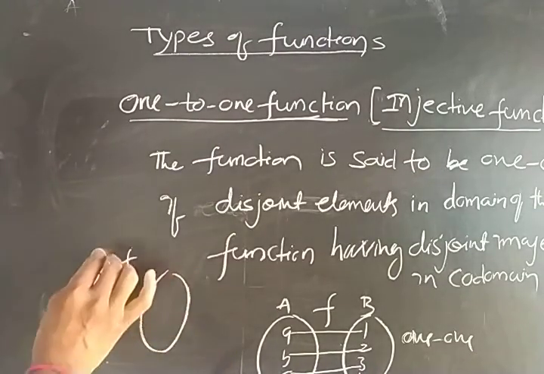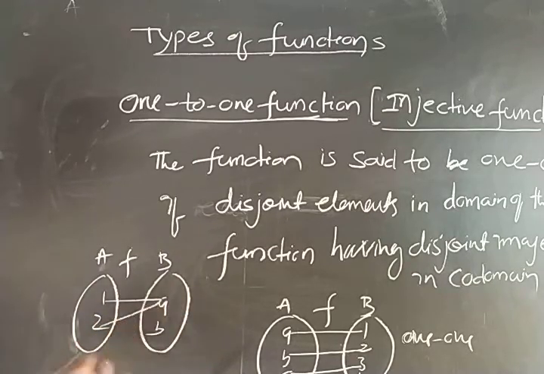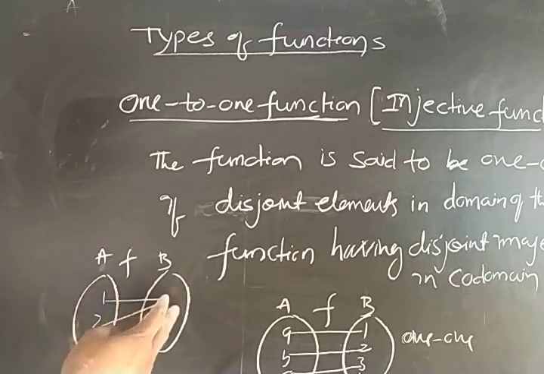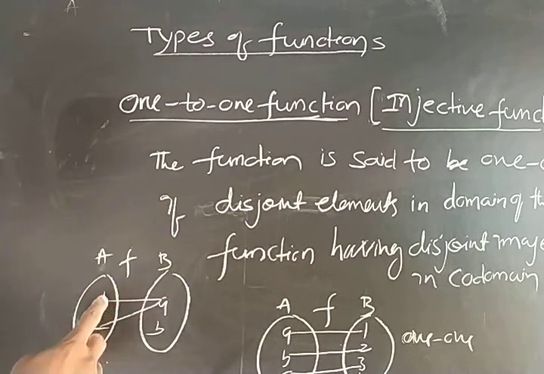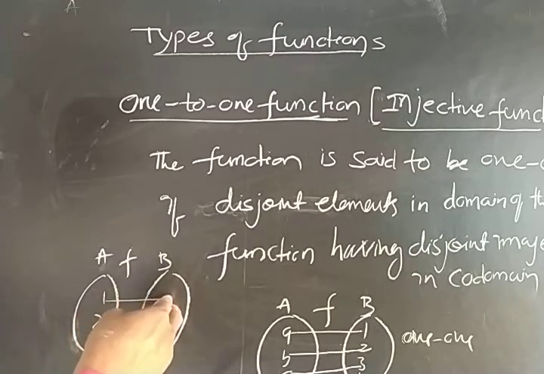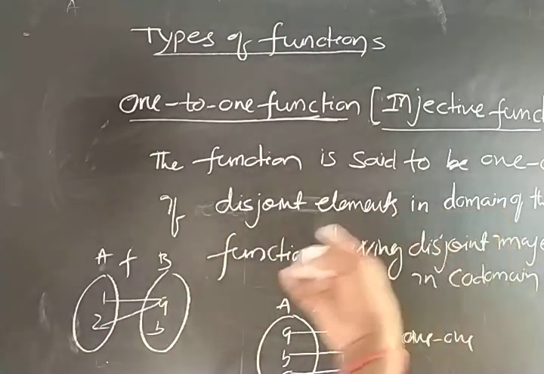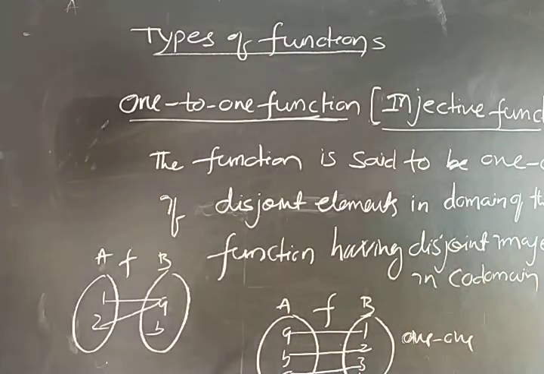Suppose I am taking here A, 2, 1, 2, here A, B. Now this is also a function. Why? Because every element has a unique image. Is it 1-1? No. Why? Because 1 has image A, and 2 also has the same image. Different elements should not have the same image. Different elements should have different images. See the difference. Disjoint elements of the domain of a function have disjoint images. Disjoint is nothing but different elements. So here different elements have the same image, so it is not 1-1. Okay, this is the basic definition of 1-1.